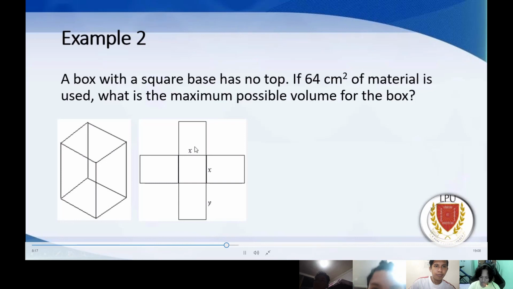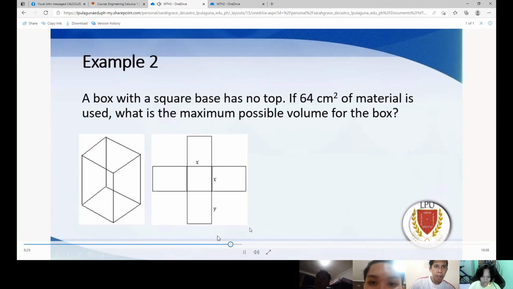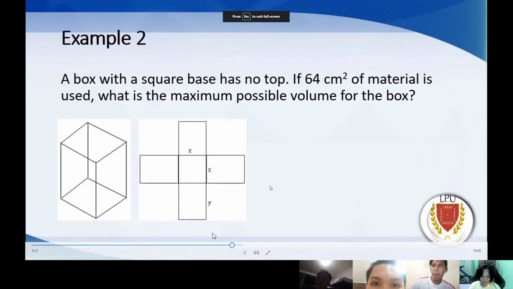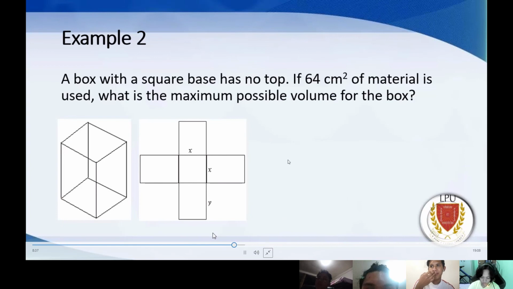And since this is a square base, I can say that this is x and x. All of the sides are x for this one, for the base. And then our height, this one, the height would be y, because I don't know if it's the same. It doesn't say a cube box, like a cubic box. So I need to be sure that even though it's the same, I am taking this as a different variable. Whether it's the same dimension with this, to be safe, I am making this y, because I don't know if this is a cubic box. It doesn't say in the problem.